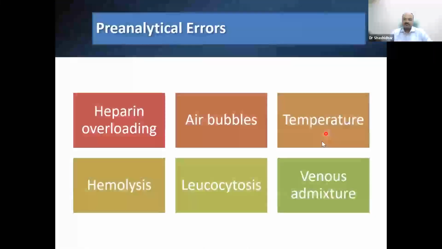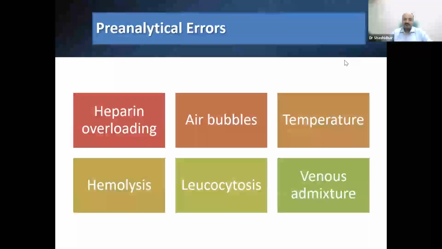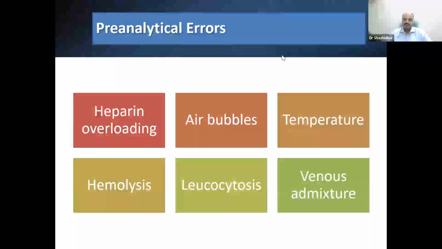Pre-analytically, we can have a lot of errors. If you use heparin, it can cause a lot of errors if you don't take out the excess heparin from the syringe. Secondly, if you have air bubbles, it can cause the ABG to be erratic. Temperature also matters; I'll tell you how to minimize all of these. If the baby is having hemolysis or leukocytosis, it can interfere with the interpretation of the blood gas. And if you want an arterial blood gas and you somehow poke the vein, you will have misleading results.